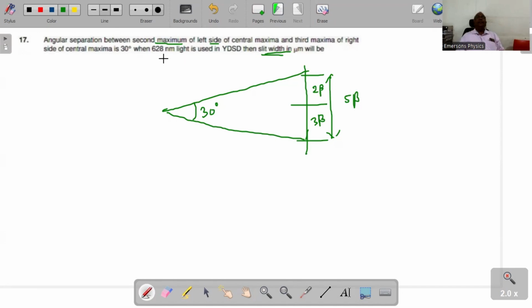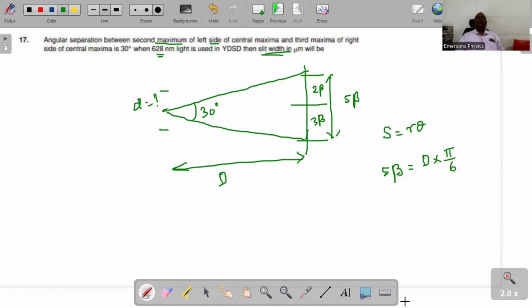And the wavelength is also given. They asked for the distance between the two slits, small d. Okay. We know the condition: S is equal to R theta. You have to remember this formula. S is 5 beta, R is nothing but capital D, this distance, and theta is 30 degrees. 30 degrees is nothing but pi by 6. Okay, we'll substitute the values.